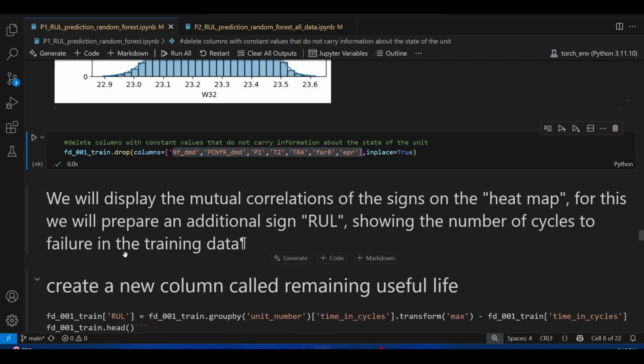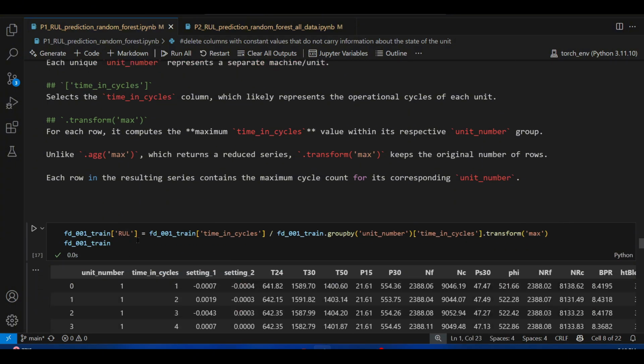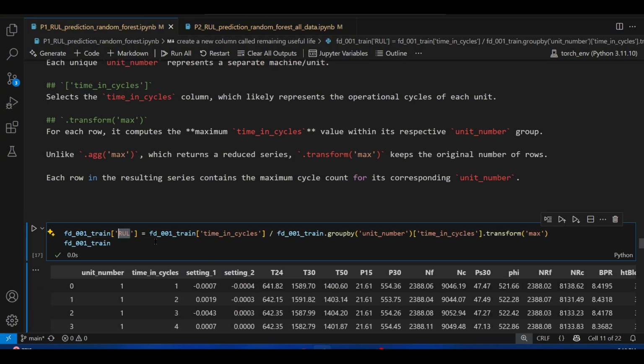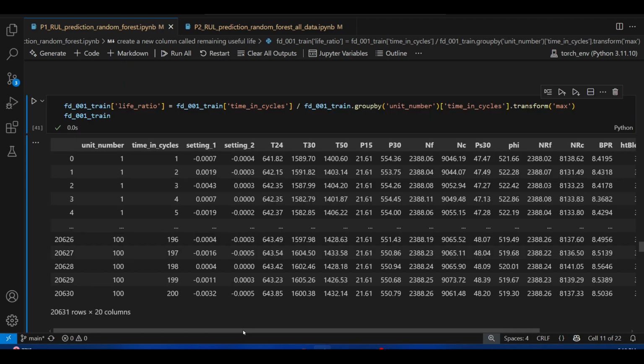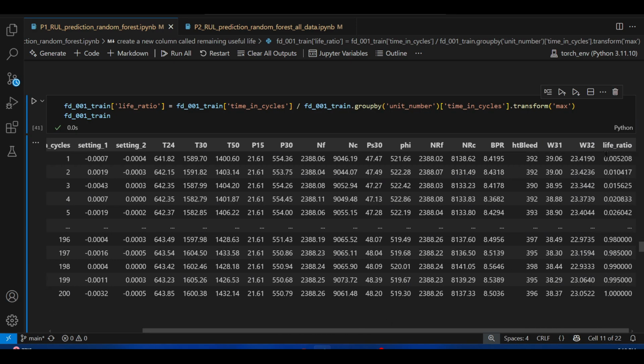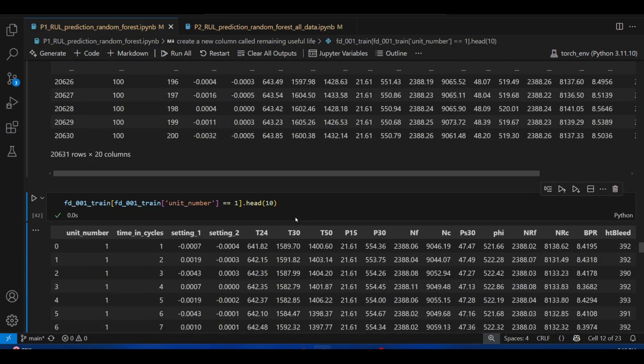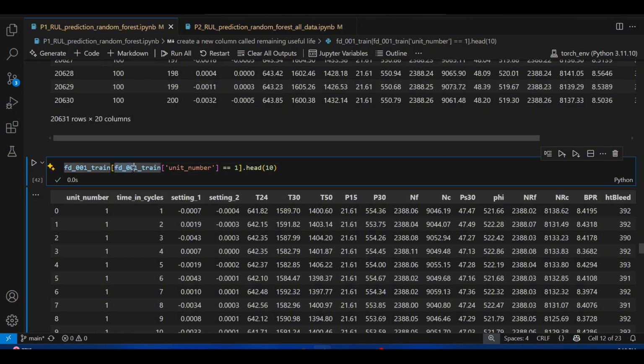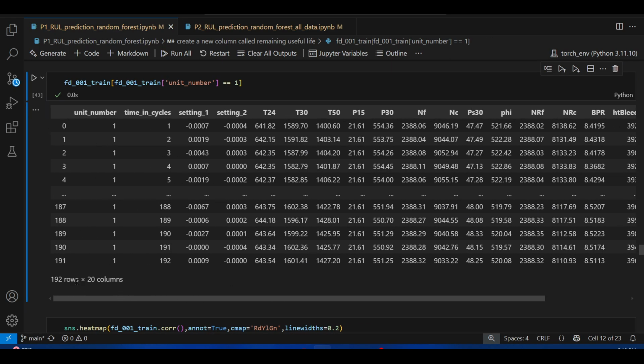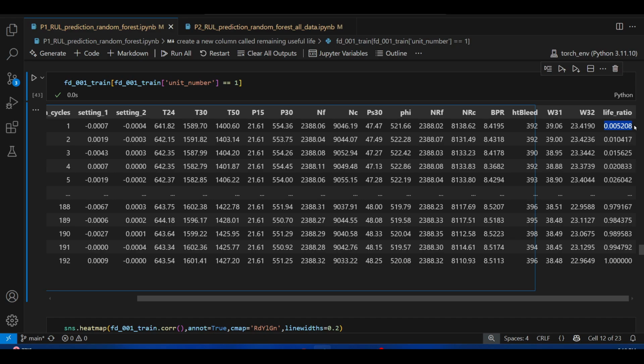Now what I want to do is create a new column. I'll call it live ratio, which I explained in the previous section. The live ratio at the starting is 0, but it goes to 1. For example, I'm only taking the rows where unit number is equal to 1. That means just the first engine. And here you see that there are a total of 192 rows. That means it went for 192 cycles. At first, my live ratio is 0, but it goes up to 1 when my engine failed, basically.